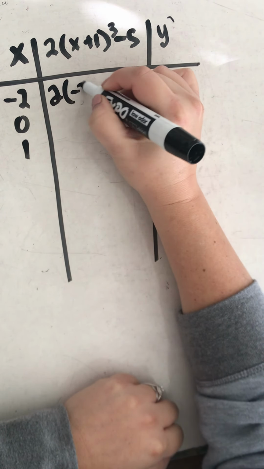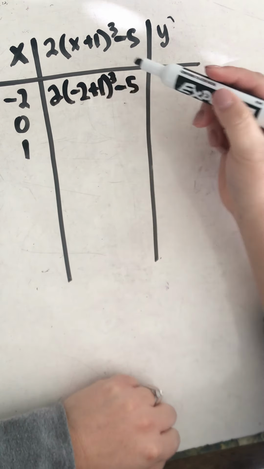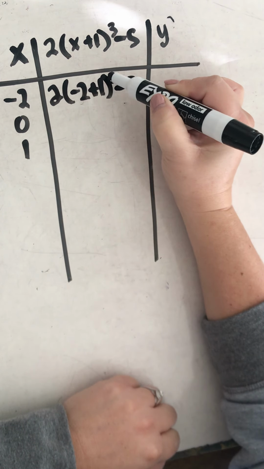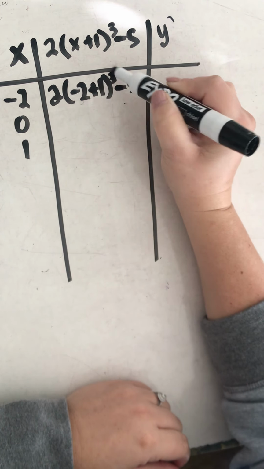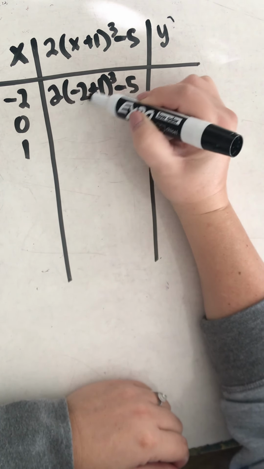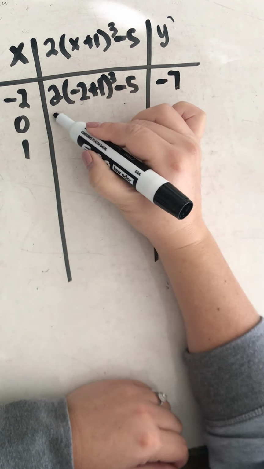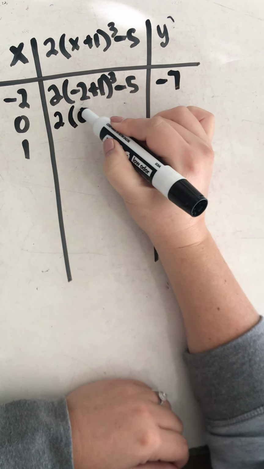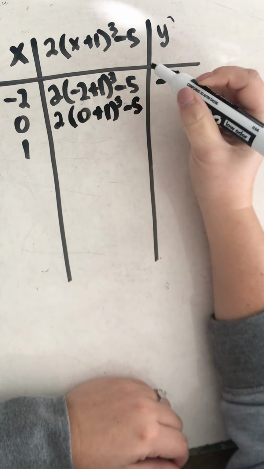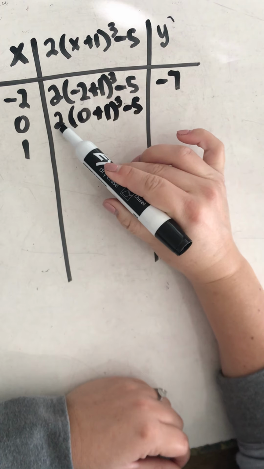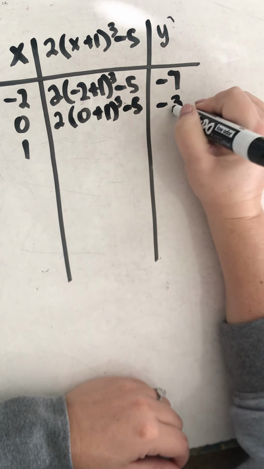So 2 times -2 plus 1 to the third minus 5. Let's go ahead and work this out. -2 plus 1 to the third. Well, that's -1 to the third, which comes out to be -1. -1 times 2 gives us -2, minus 5, which is -7. Then 2 times 0 plus 1 to the third minus 5 would give us 1 to the third times 2, which is just 2, minus 5. 2 minus 5 is -3.